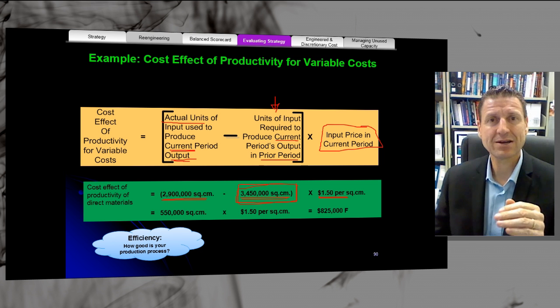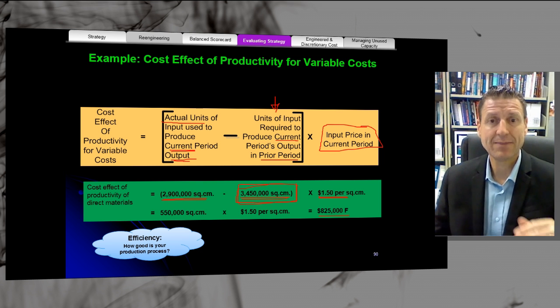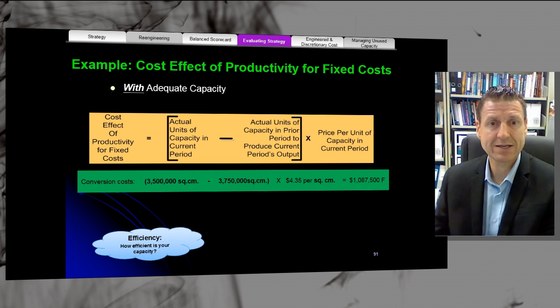Why? Because our costs are less. All right, notice this is a minus 825,000. The previous costs on the price recovery and growth recovery were positive. They were pluses, and that wasn't a good sign. But when it comes to productivity, we can see that this is a good sign. How good is your production process? Well, it looks like it's very good. So what other parts of productivity?